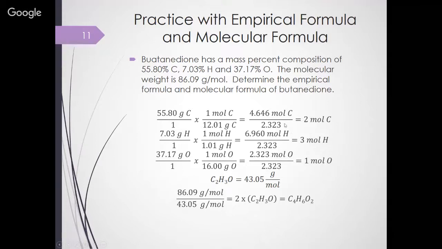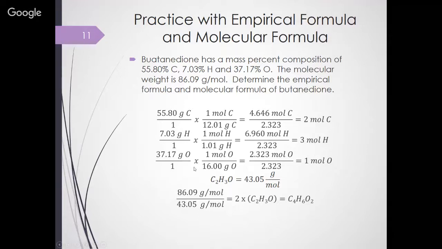Once I've determined the moles of each of my elements, I'm going to look for my smallest number and divide it into each of the other numbers. Well, 4.646 versus 6.960 versus 2.323. This is the smallest number. So I simply divide that into each of my other numbers. This is allowing me to find the smallest whole number ratio. We need whole numbers, and it needs to be in its simplest form to have an empirical formula. Dividing out, I get 2 moles, 3 moles, and 1 mole.